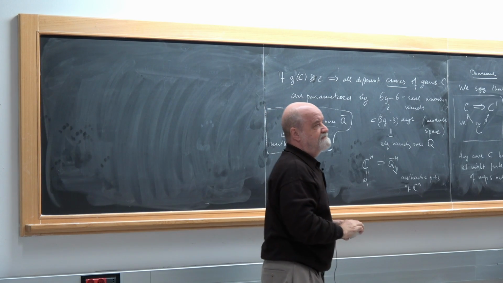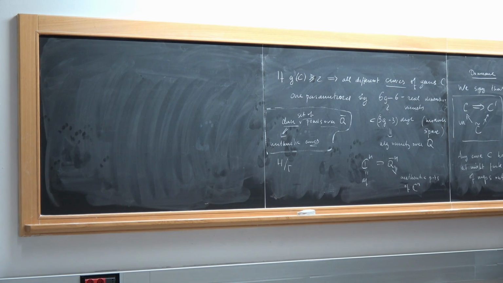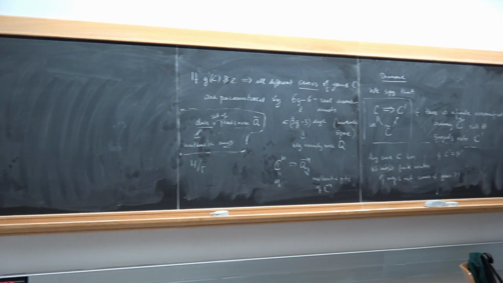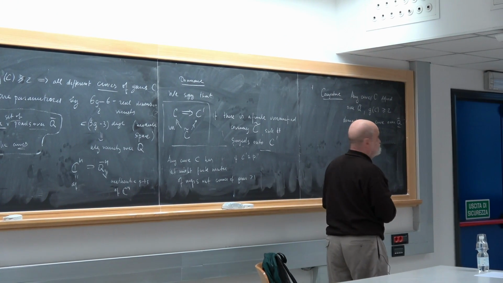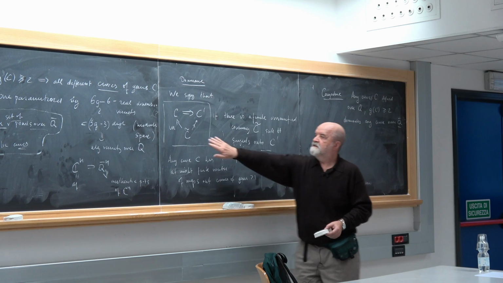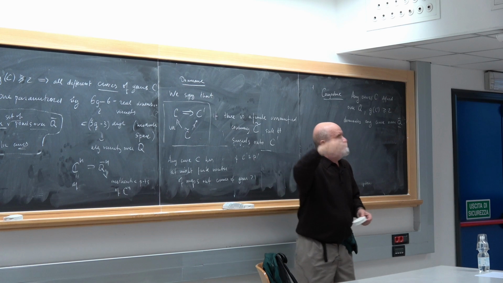C tilde, in this conjecture, C tilde will be defined. So if you say that any curve C dominates any other, you should have this diagram that you have on the left. And C tilde will be defined where? C tilde is also algebraic.